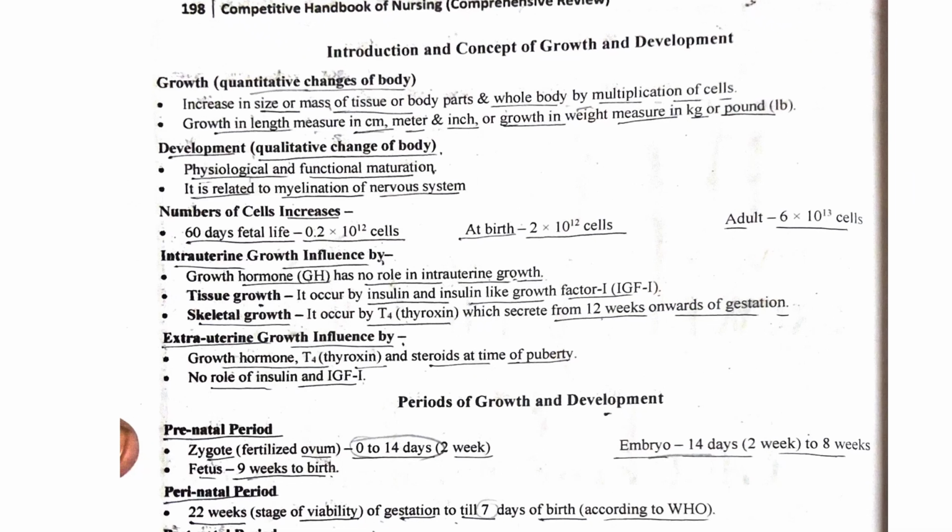Next, development. Development means qualitative changes of the body: physiological and functional maturation. It is related to myelination of the nervous system. Next, the number of cells increases. At 60 days of fetal life, 0.2 into 10 raised to 12 cells. At birth, 2 into 10 raised to 12 cells. Next, adult, 6 into 10 raised to 13 cells.